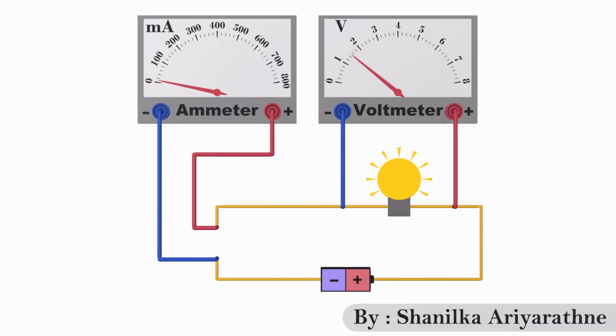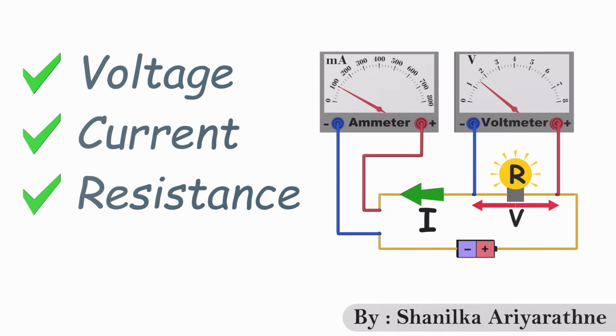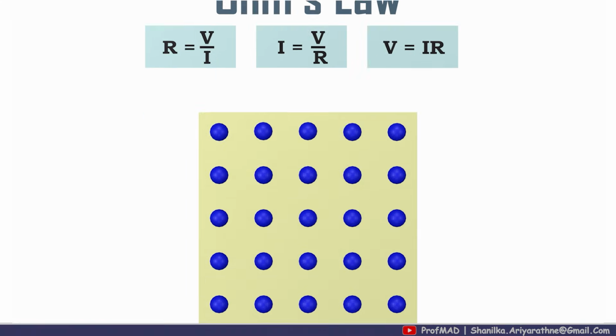In this video, we're going to learn about voltage, current, and resistance, the three fundamental pillars of electricity. And finally, we'll see how these ideas are all connected through one powerful relationship, Ohm's law. Let's start with voltage and current.